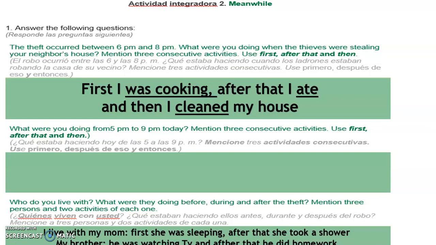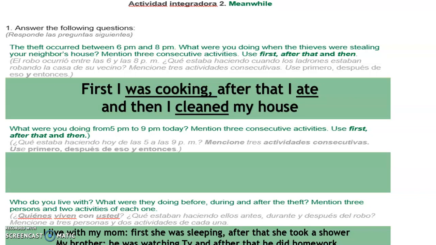And the activity number 2, you need to simulate that you have a theft. Well, actually, it was your neighbor's theft. So, police officers are trying to find the thief. So, you can be the responsible. So, you need to share some information, give them to clarify that you are not. And they're going to ask you about what were you doing when the thieves were stealing your neighbor's house.